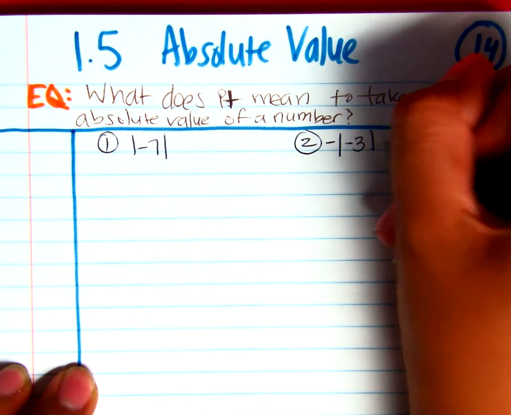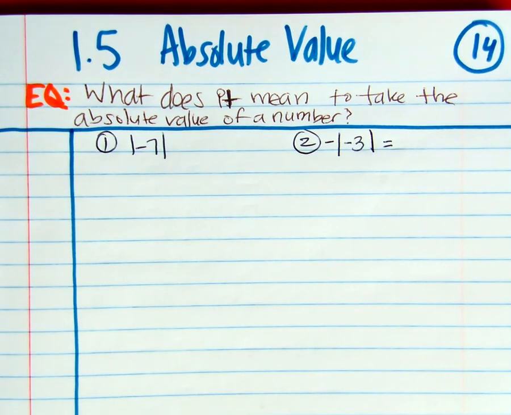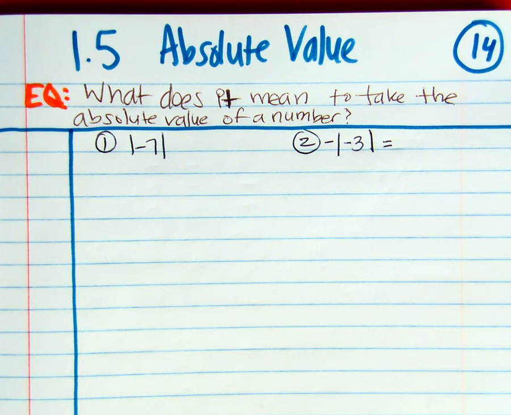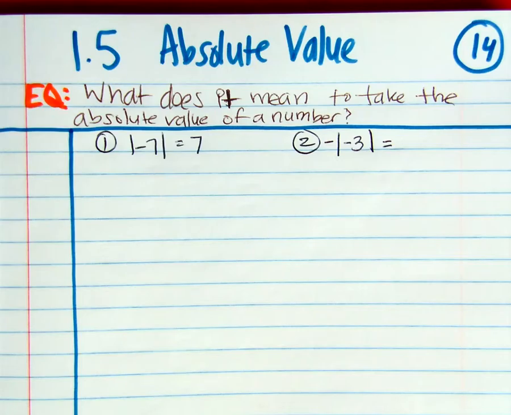Now, your homework is going to have very similar problems, so make sure you pay attention and ask questions if you get confused, okay? So number 1, absolute value of negative 7. How far away is negative 7 from 0? 7, right? So the answer is 7.